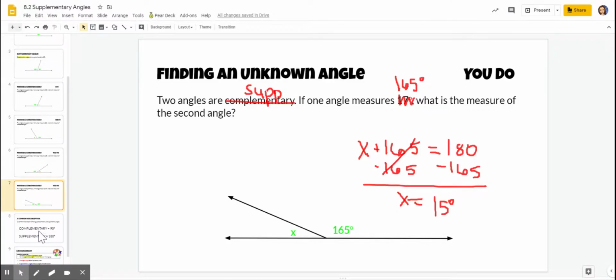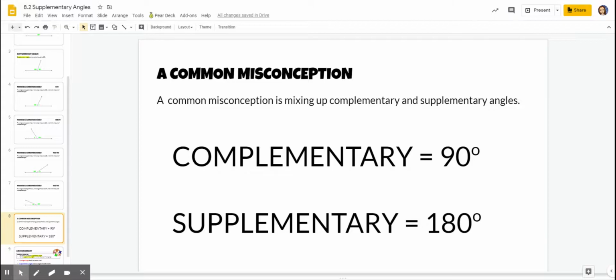So one thing I just want to mention, this is a very common misconception. And I think in 7th grade, the biggest mistake that I see students make is they mix up complementary and supplementary. So I just want to show you a trick that I learned years ago for remembering the measurements of complementary angles versus supplementary angles. You may come up with some ideas on your own, and if you do, be sure to share them with us.